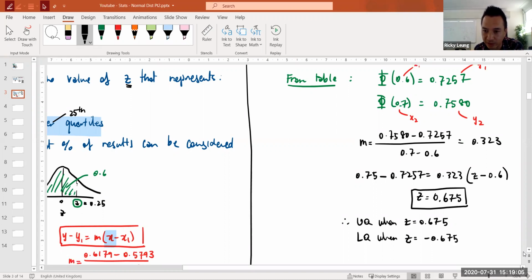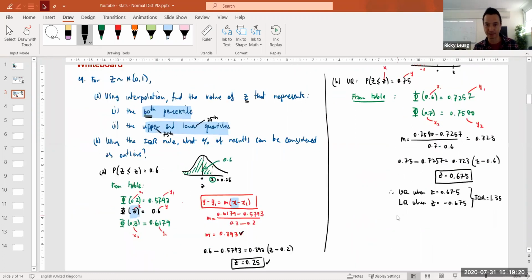Which is interesting. So that gives me an interquartile range of upper minus lower, this guy minus this guy, of exactly 1.35. I'll need these three numbers when I do the next part. Is that okay? Oh sorry, this is part 1. This is actually part 2, isn't it? B.